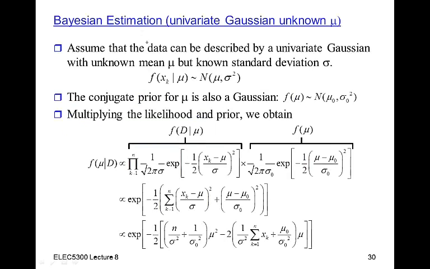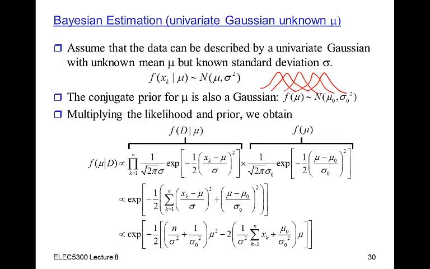So let's assume the data can be described by a univariate Gaussian with unknown mean but known standard deviation sigma. So again, like the previous MLE example, we're going to assume that the Gaussian is just some kind of hill. The shape of the hill is always the same. The only thing that's different is that the mean shifts.